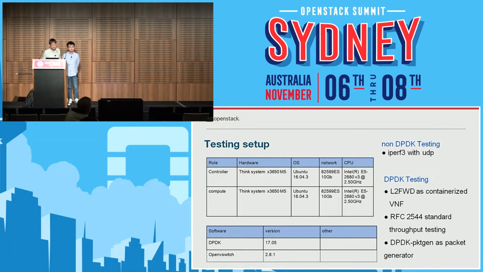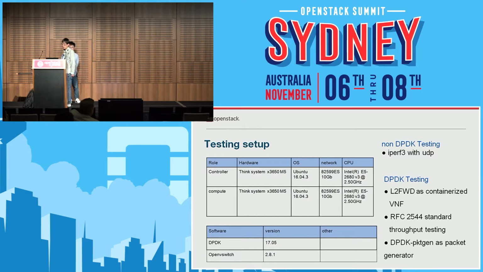So here is the testing environment. We are using 3 physical nodes of the ThinkCloud, ThinkSystem servers, with 1 controller and 2 compute nodes. They are deployed by DevStack. Each one has a 10 gigabit networking card.